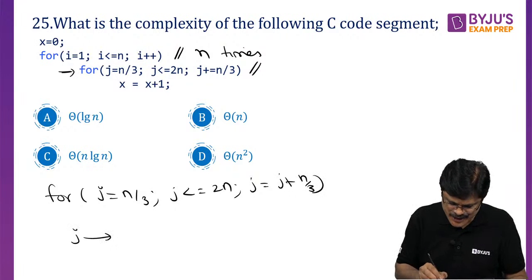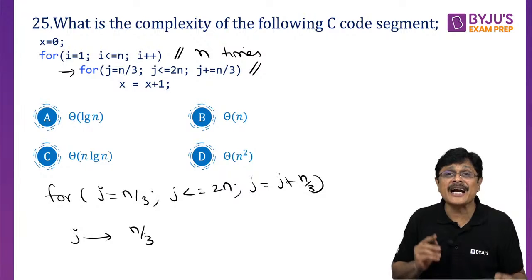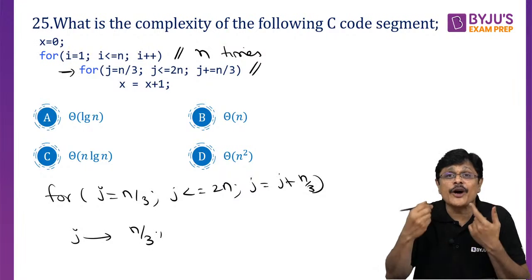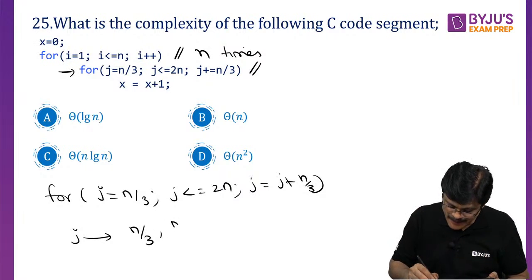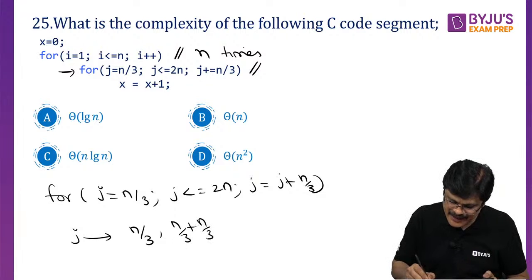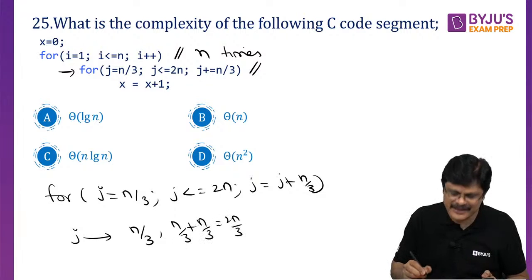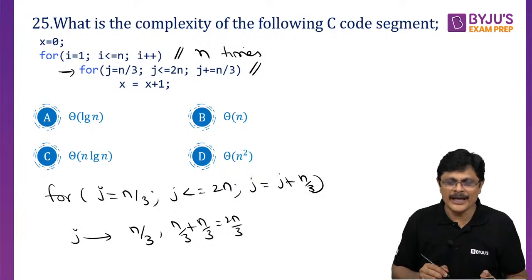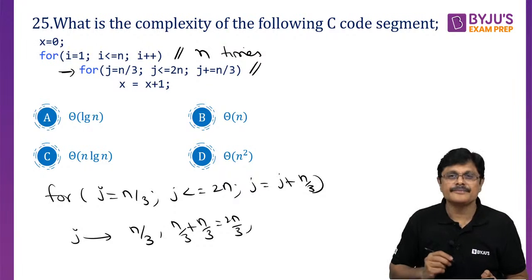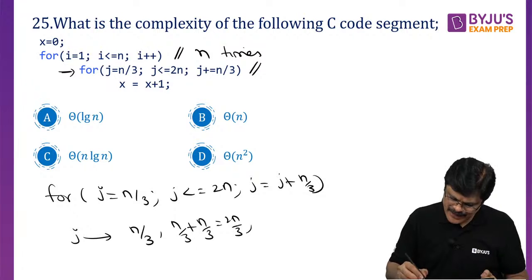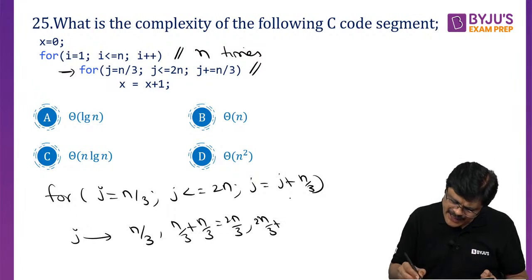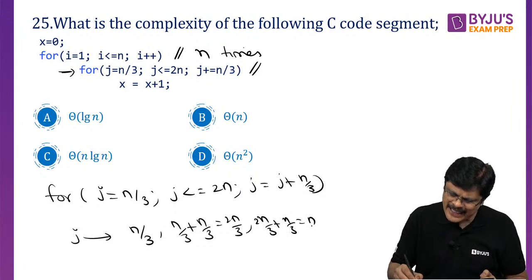So where does J start from? From where it starts? N by 3. Every time you are adding n by 3. So n by 3 plus n by 3, which is 2n by 3. Okay, this is 2n by 3. Hope you understand. Next, again n by 3 plus, that is 2n by 3. Again you add n by 3, it becomes n.